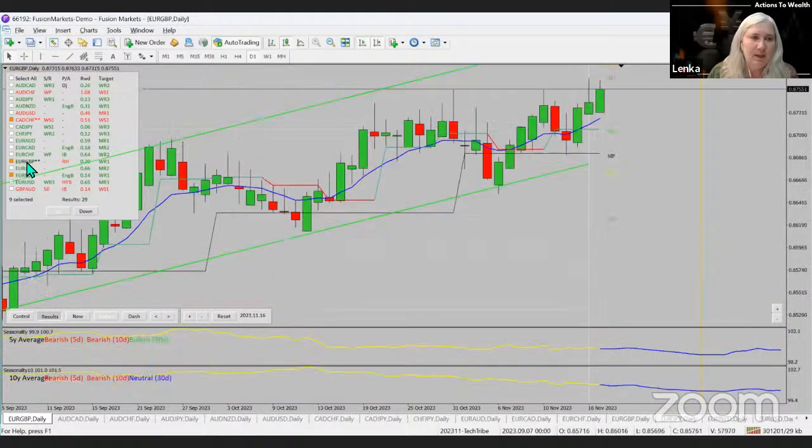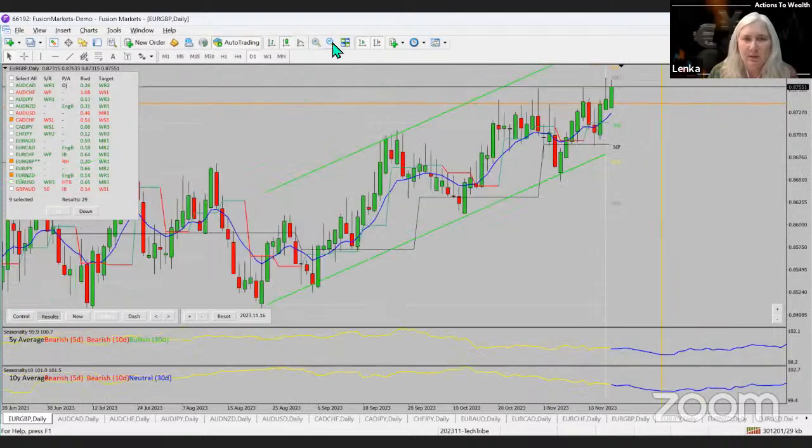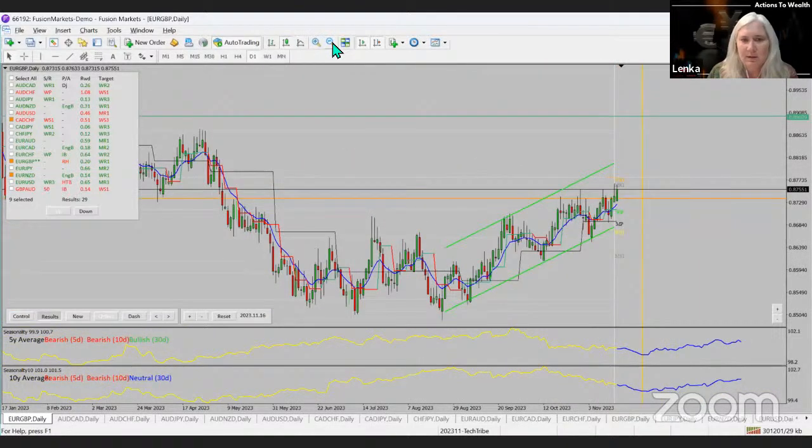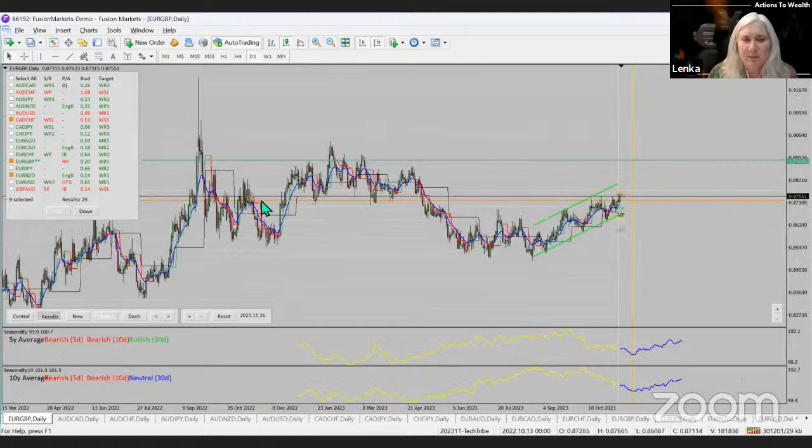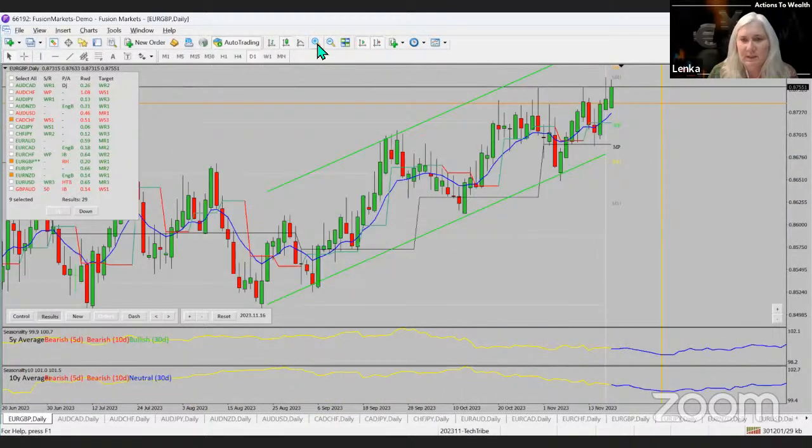Next pair I'm looking at is Euro GBP. We're currently back at that previous level of support. Okay. We have good cyclicity. The seasonality is bearish. So if there is a reversal, we could be going back down.